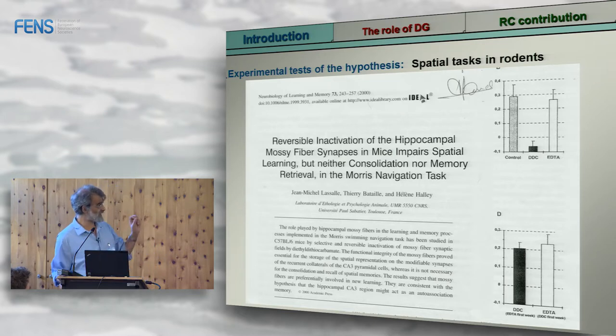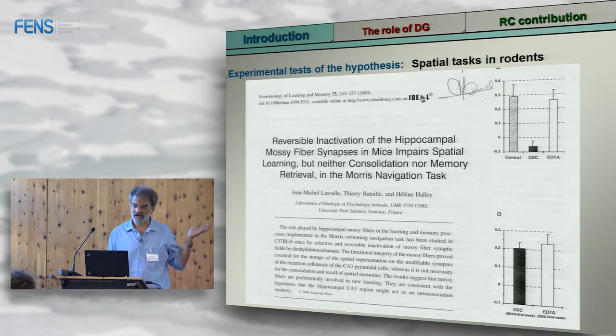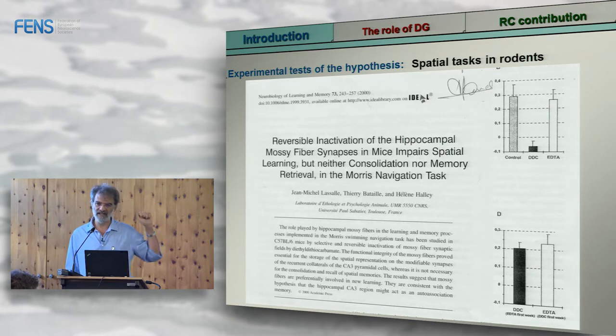So they administered this drug every day before sessions in which these mice were learning the position of a platform in a Morris water maze. And in the top diagram, there is an index of learning that shows that control mice without any injection of the drug, or this other control, mice that were injected with another drug, EDTA, that supposedly has the same kind of systemic effects but does not cross the blood-brain barrier, so it should not block the transmission on the mossy fibers. Both these control groups learn the position of the platform, as shown by this index of learning. Whereas mice that were given this DDC, this drug that blocks transmission supposedly selectively on the mossy fibers, could not learn the platform.